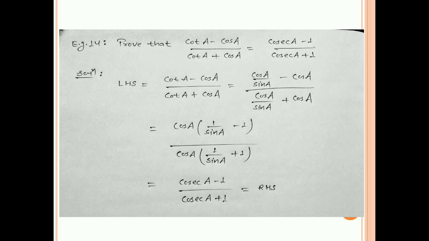Let's see the next example. In this, prove that cot A minus cos A upon cot A plus cos A is equal to cosec A minus 1 upon cosec A plus 1.